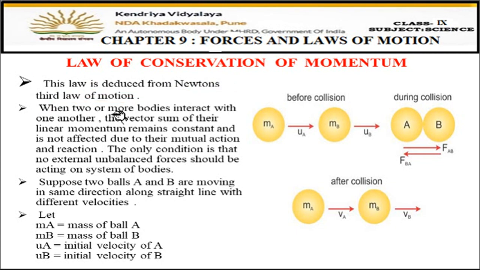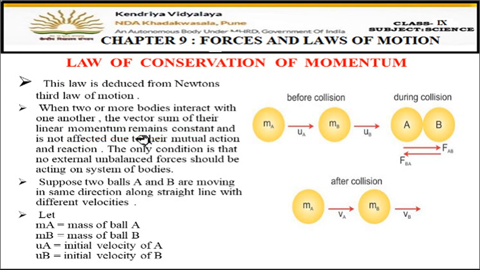When two or more bodies interact with one another, the vector sum of their linear momentum remains constant. So what is the meaning here? That when two or more bodies come in contact with each other, their linear momentum remains constant. Now every body which is moving has a momentum, because when the body is in motion, it has velocity, and if it has velocity, then it has linear momentum also, because the body has mass and velocity when it is moving. So definitely the body will have a linear momentum.